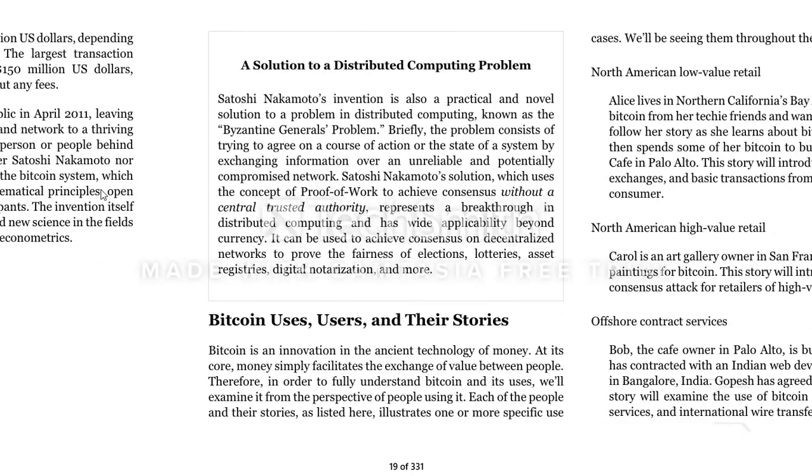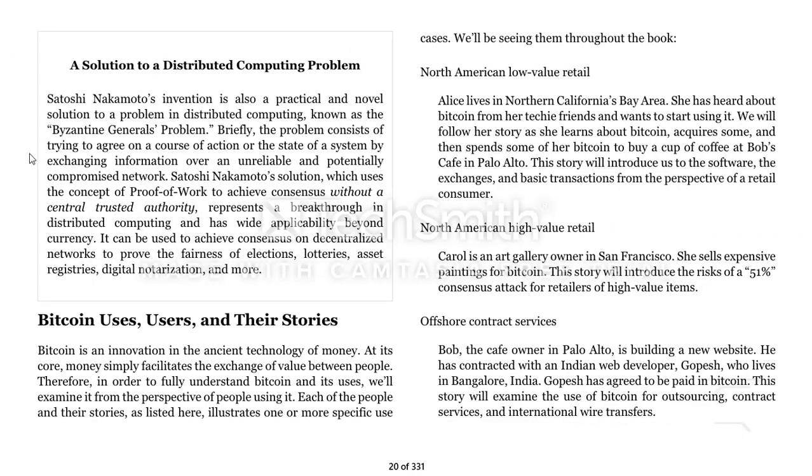A solution to a distributed computing problem. Satoshi Nakamoto's invention is also a practical and novel solution to a problem in distributed computing, known as the Byzantine General's Problem. Briefly, the problem consists of trying to agree on a course of action or the state of a system by exchanging information over an unreliable and potentially compromised network.